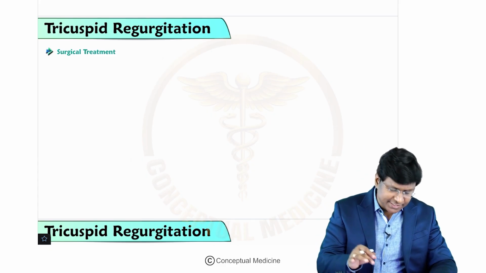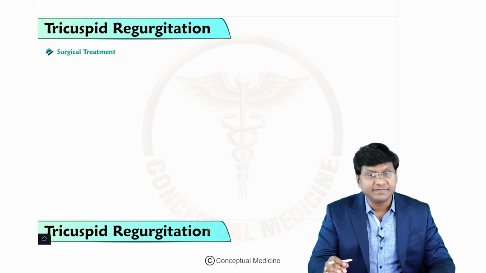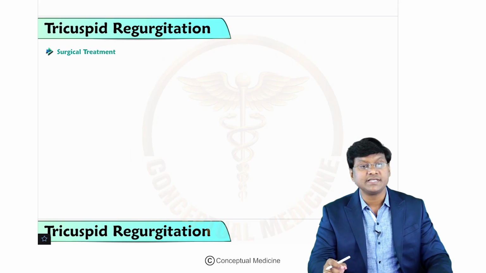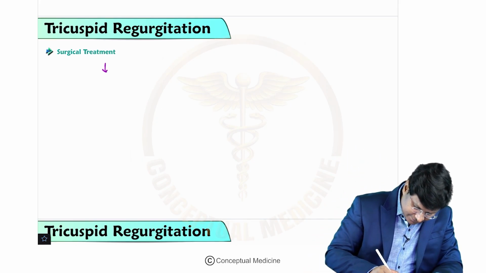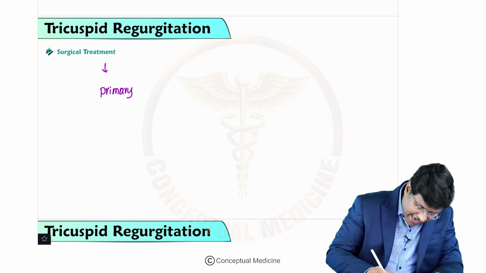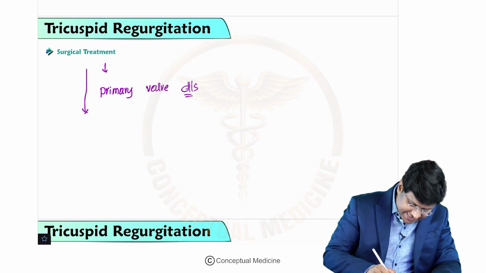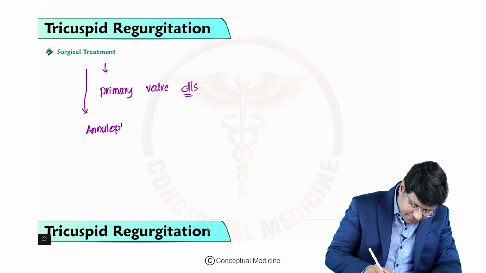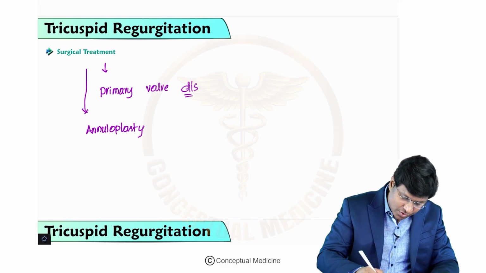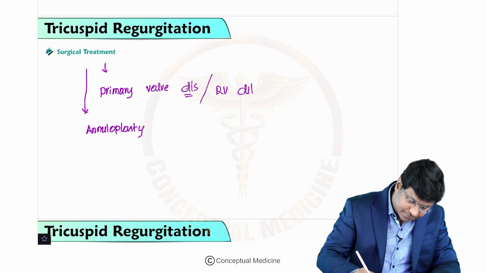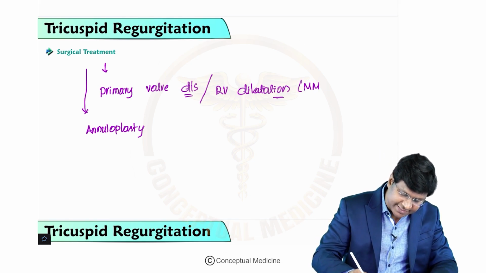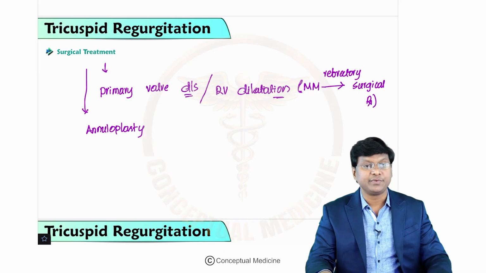Where you will require surgical valve replacement is whenever there is primary pathology. So in primary valve disease, you need to do surgical treatment. And what will that surgical treatment be? That is annuloplasty, that is repair. Also, whenever there is right ventricular dilatation that you have treated initially with medical management, but the individual is refractory to medical management, that is the point when you need to do surgical treatment.